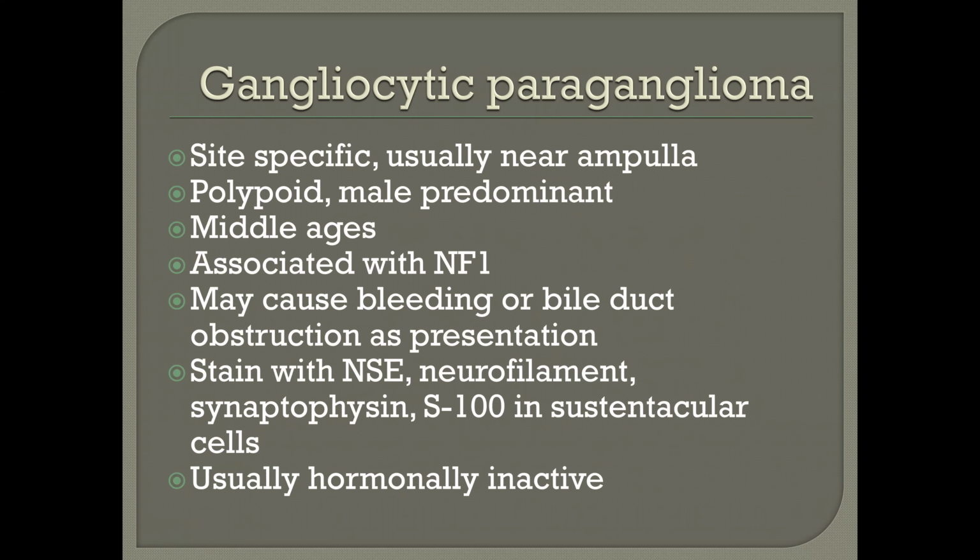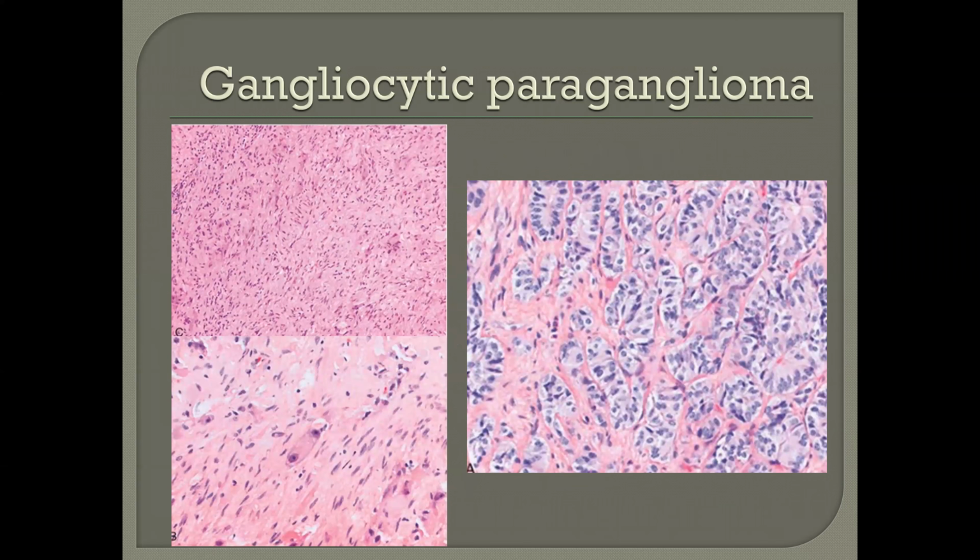Not usually hormonally active. Its morphology, however, can be a little confusing and variable. You can have a predominantly fibrous appearance, maybe a fibrous appearance with a few ganglion-like cells. And then you can also see sort of a packeted and nested appearance as you see here on the right.